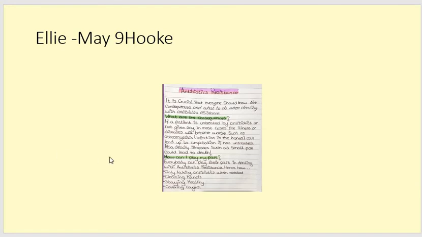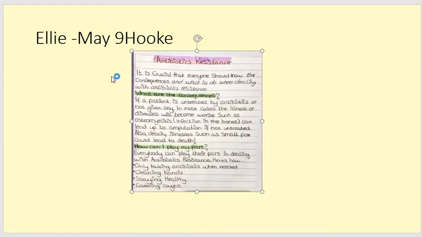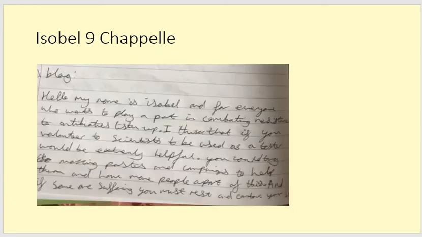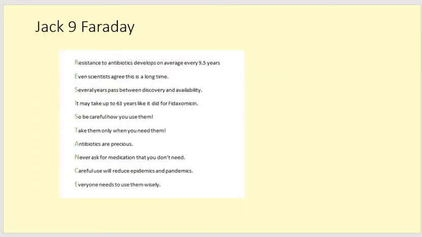Okay, Ellie May in 9 Hook wrote a lovely bit of advice for people here about antibiotic resistance. I'll make that a little bit larger for you if I can. It's not as clear as I hoped. There we go. Lovely highlighted, well presented work. Isabella Chappell wrote a blog entry. And finally, Jack in 9 Faraday wrote an acrostic. So he took the first letters of the word resistance and wrote a sentence to go with each one. Nice imaginative answers to that last question.